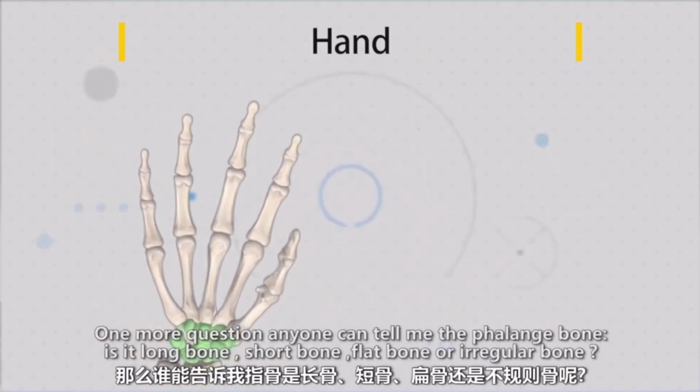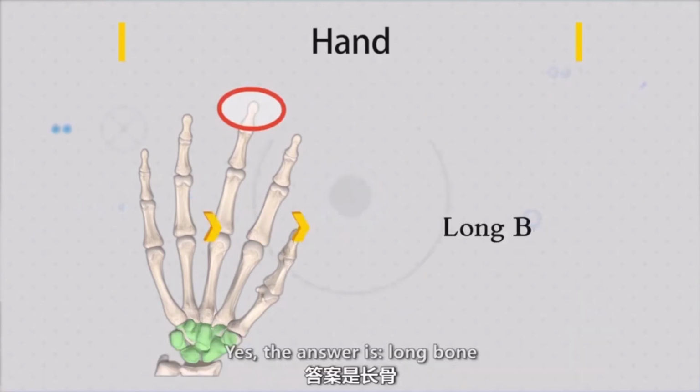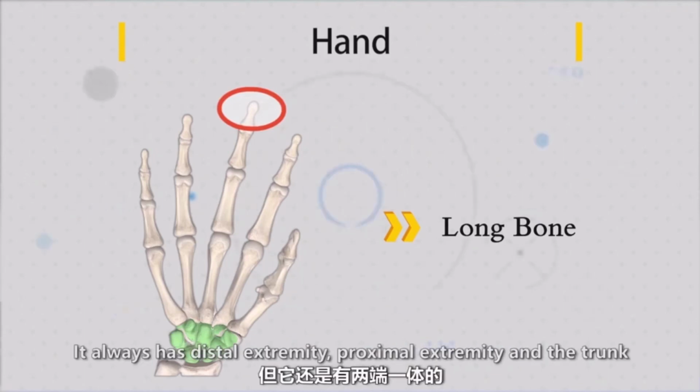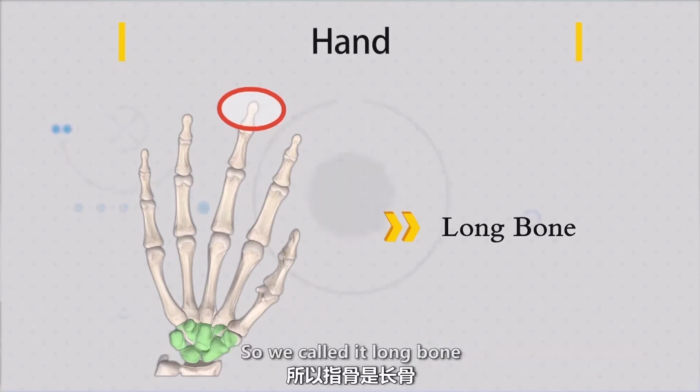Anybody can tell me, is the phalangeal bone a long bone, short bone, flat bone, or irregular bone? Yes, the answer is long bone. Although the phalangeal bone is very short, it always has a distal extremity, a proximal extremity, and a trunk. So we call it a long bone. Thank you.